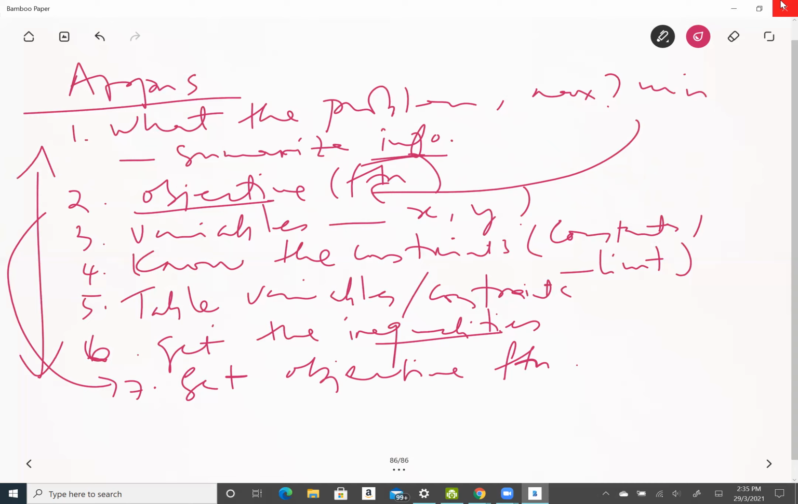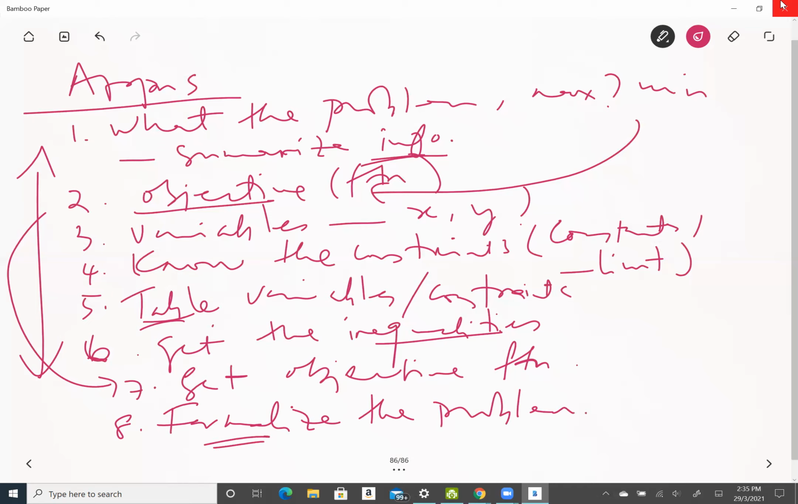You can get the constraints first, or you can get the objective first. That will be fine. Unless the real thing is we should get the table. You should get the table for the variables and the constraints, and then from there you can get the inequalities. And then lastly, you formalize the problem. Formalize the problem means you state the problem: maximize the objective subject to the constraints.